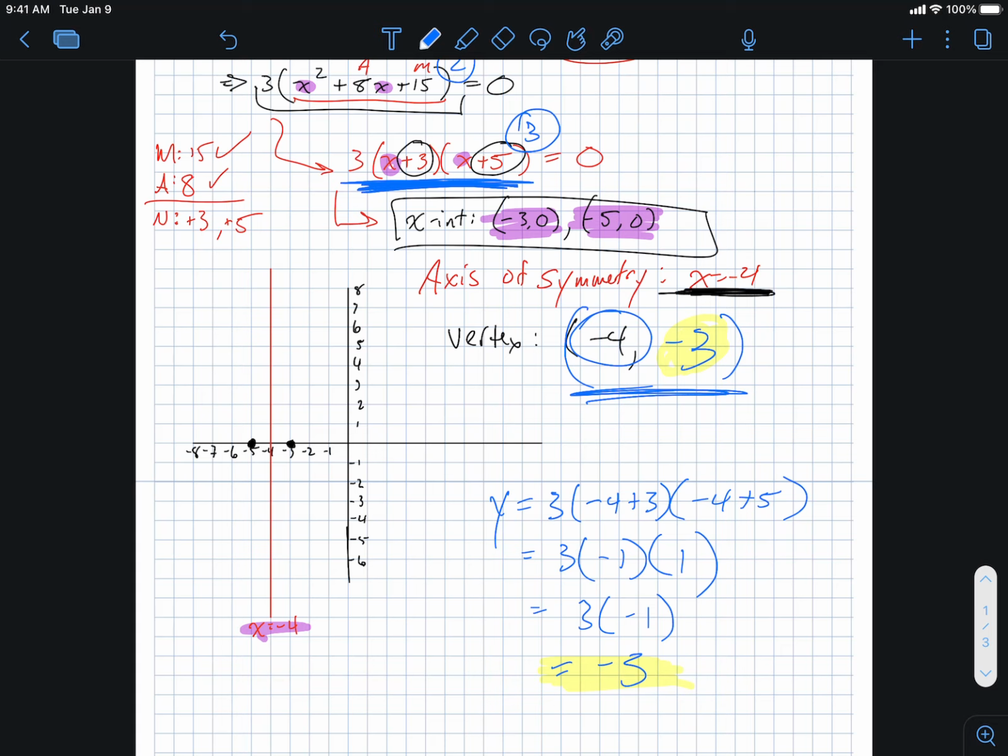So you go plot that point. That's your vertex. Question's over. You just connect the dots after, right? You go -4, -3. Here's your vertex, and here's your graph. Done. You guys have any questions?